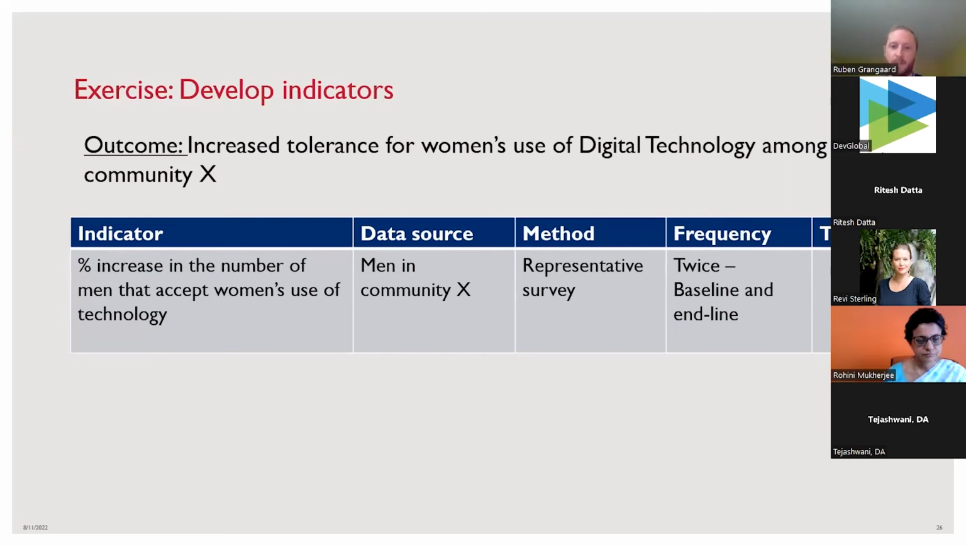And then when it comes to the target, you need to ask yourself some key questions. First off, what is the prevalence of the problem? How deeply ingrained are existing sentiments in the community? The more ingrained these sentiments are, the lower your target should be.